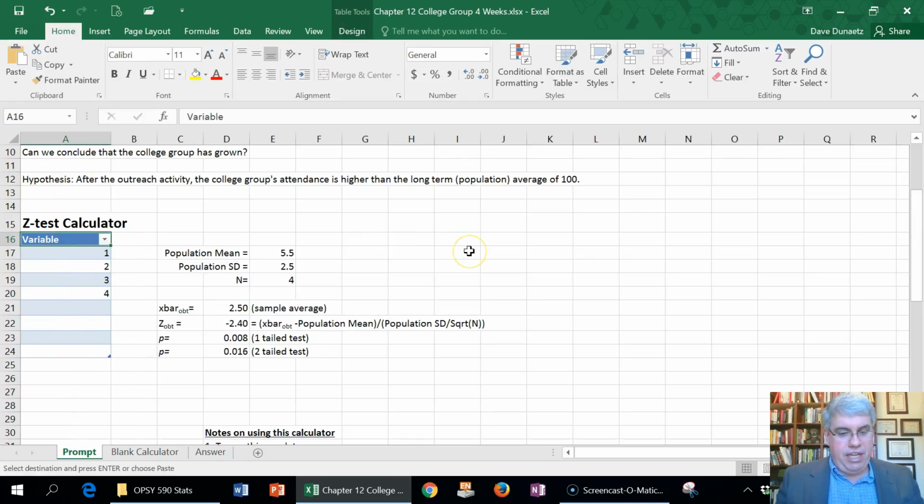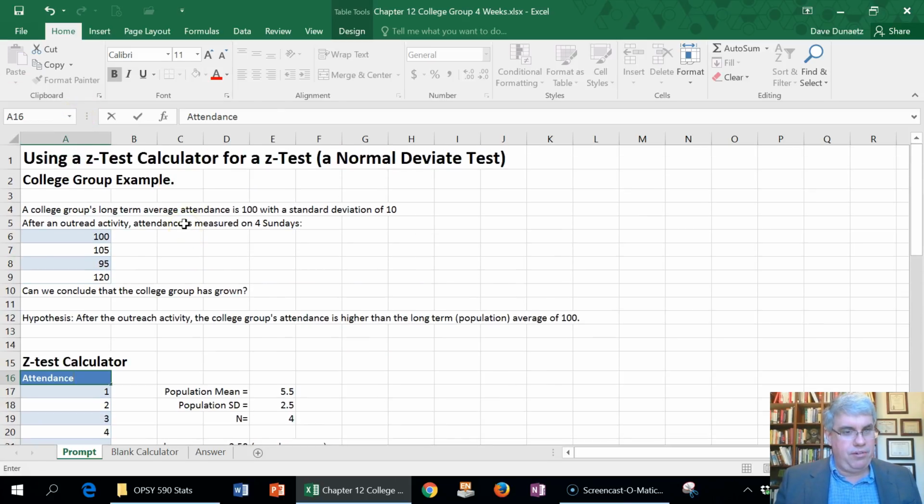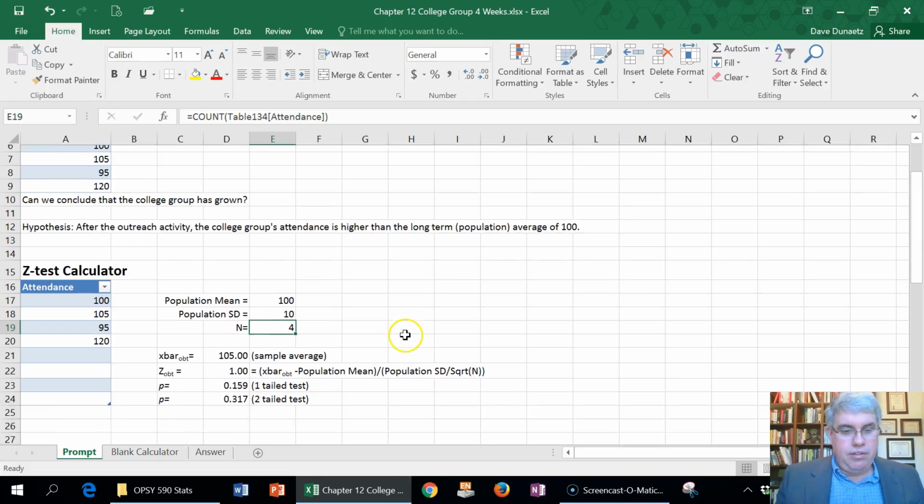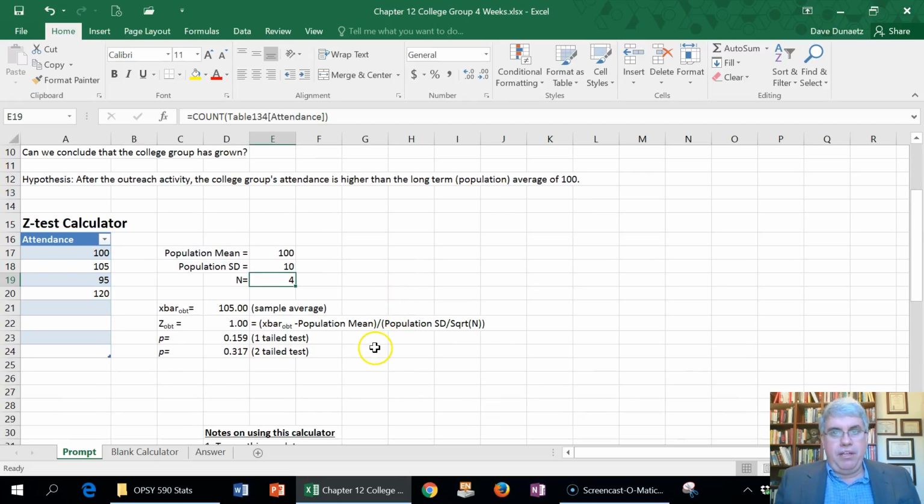The variable that we're looking at is attendance. The calculator is filled in with generic information of 1, 2, 3, 4. We want the attendance to be 100, 105, 95, and 120. We also need to put in the population mean, which is 100. Then we put in the population standard deviation of 10. The sample size is 4, it's already 4. So now the calculator has calculated a lot of things for us.